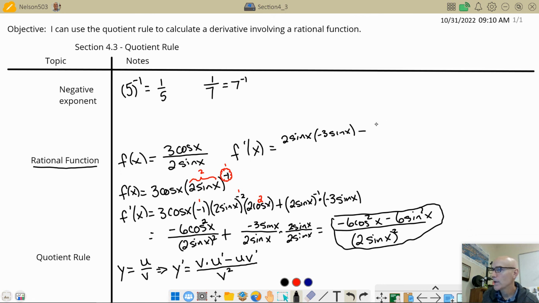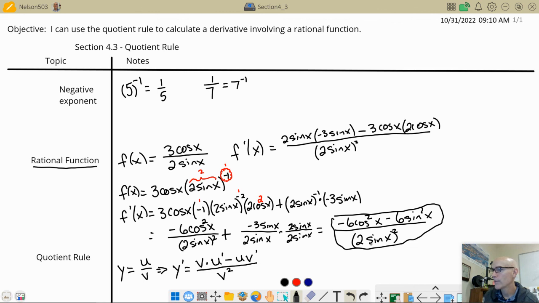So I'm going to go 3 cosine x high. You just write down the numerator times d low, which means the derivative of the denominator. So I'm going to go 2 cosine x. Okay. And then it's all over the denominator squared. So it's all over 2 sine x quantity squared, right?